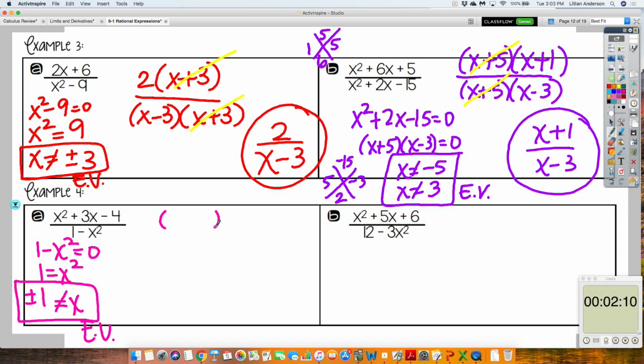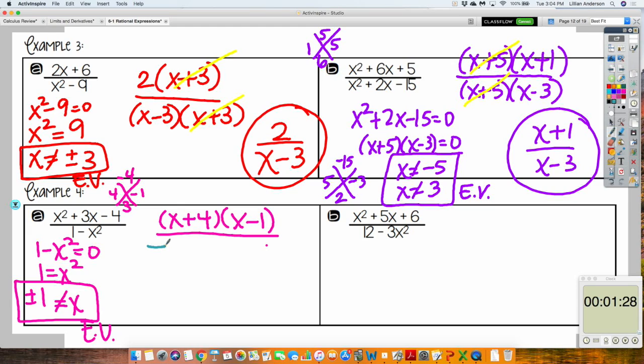Let's do this. How does the top factor? Say again. 4, negative 1. So that's going to be x plus 4, x minus 1 for the top. Now the bottom. The bottom is a tad bit tricky. The reason why is because your squared term is negative. Okay? When this happens, my strong suggestion to you would be to factor out a negative 1.